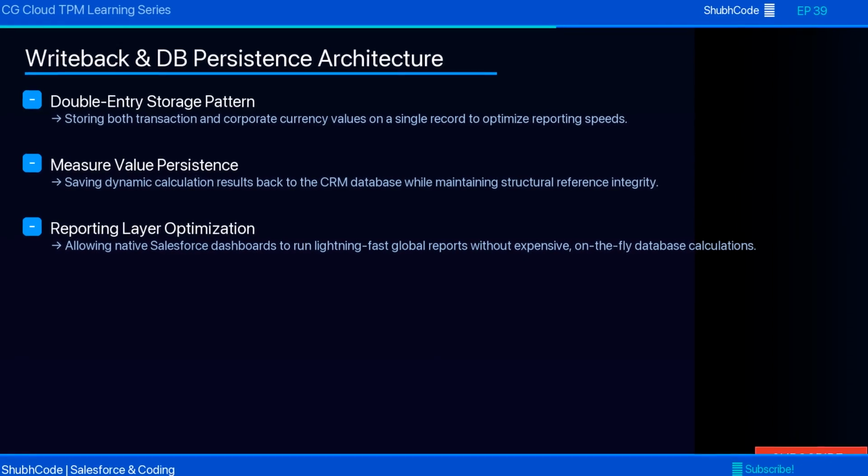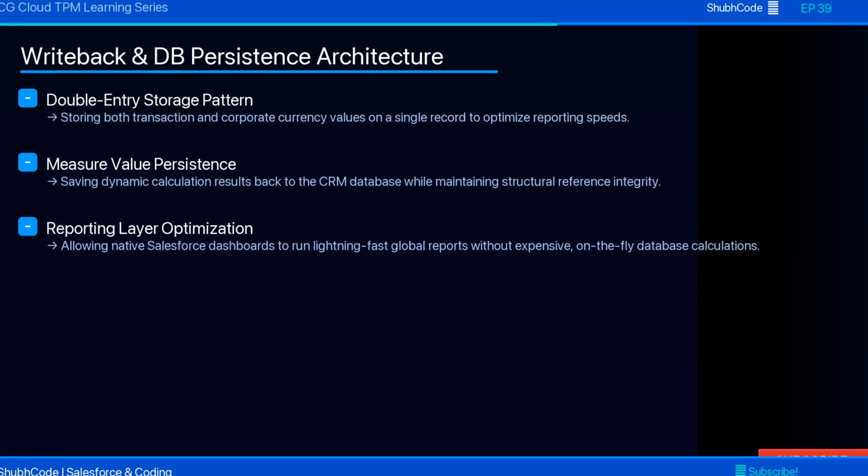Writing back this multi-currency data to Salesforce Core requires precise mapping to prevent dirty database states. When calculations complete, the writeback engine serializes the calculated values and saves them into the promotion_measure_value_C table. It writes the value in local currency but also stores the converted corporate currency value. This double-entry database architecture ensures that standard Salesforce reports can easily aggregate global data without triggering real-time conversions.